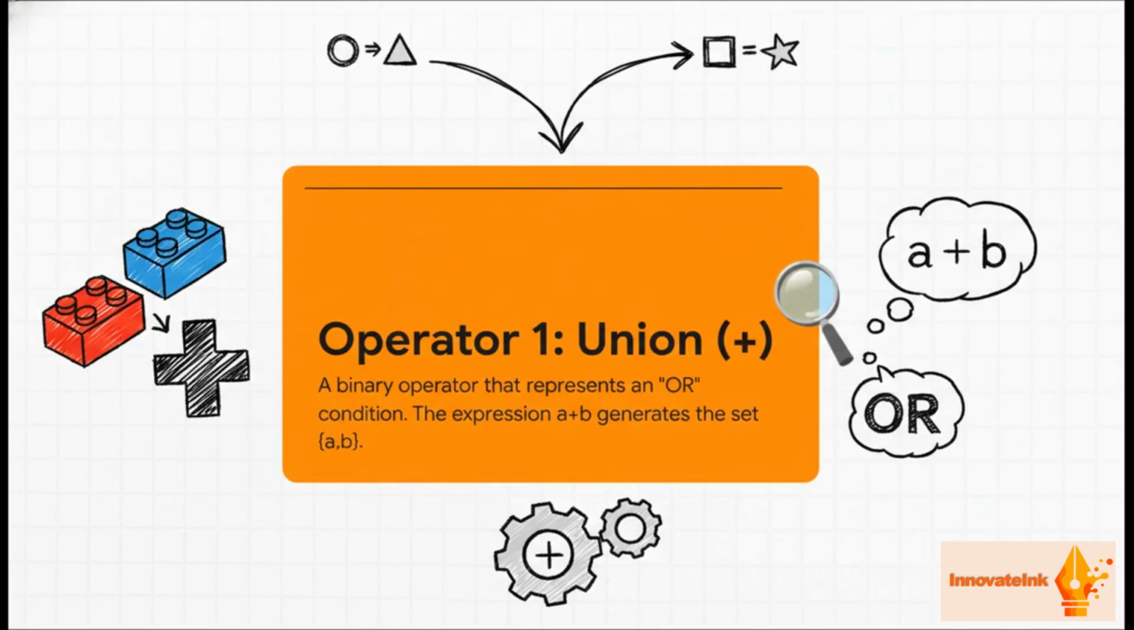So our first Lego block is the union operator. It's that little plus sign, and it's just a fancy way of saying or. So if you write the regex A plus B, you're describing a language that contains either the string A or the string B. That's it.